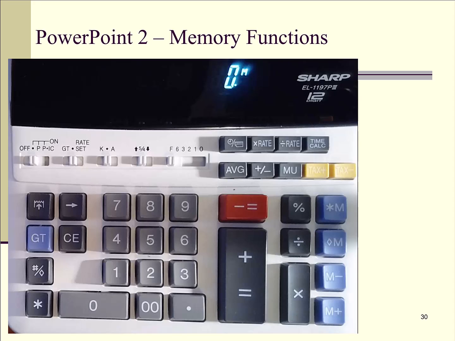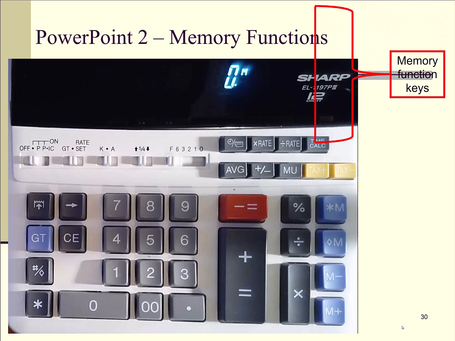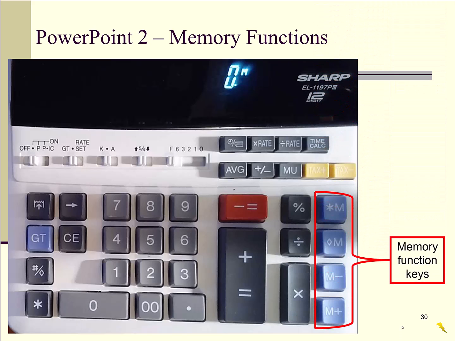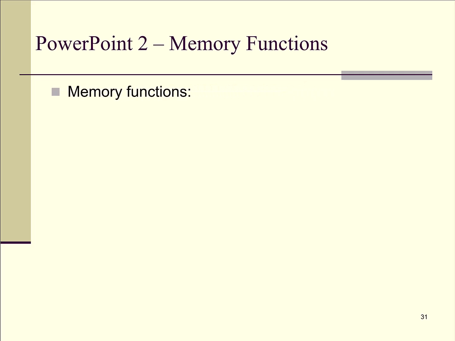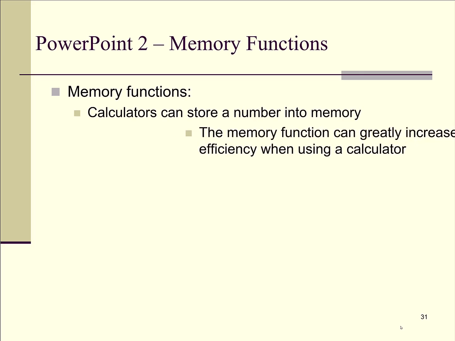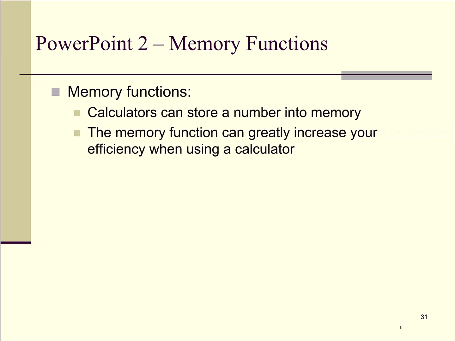Now we're going to learn how to use the memory functions on your calculator. They can be found on the right side of your calculator's keyboard in the light blue buttons: asterisk M, diamond M, M minus, and M plus. The memory functions are used to store numbers into memory. Once you know how to use a memory function, you'll find out it can greatly increase your efficiency.